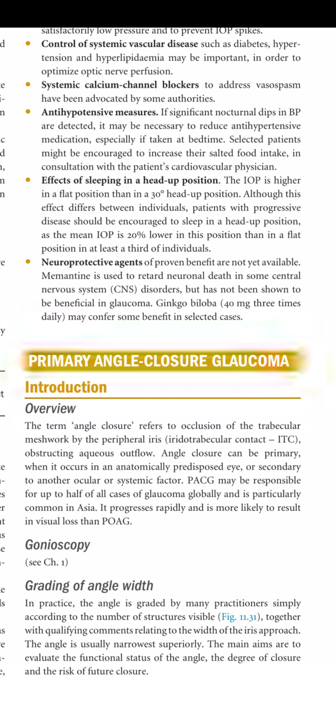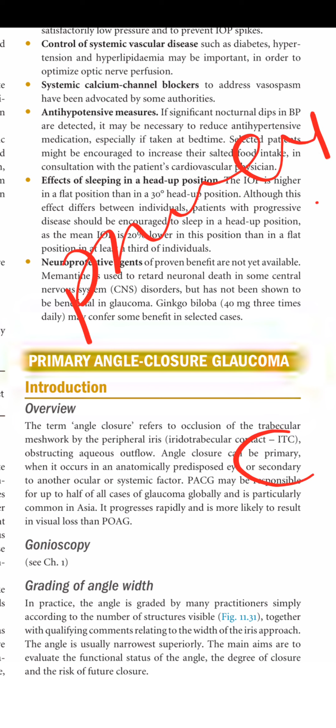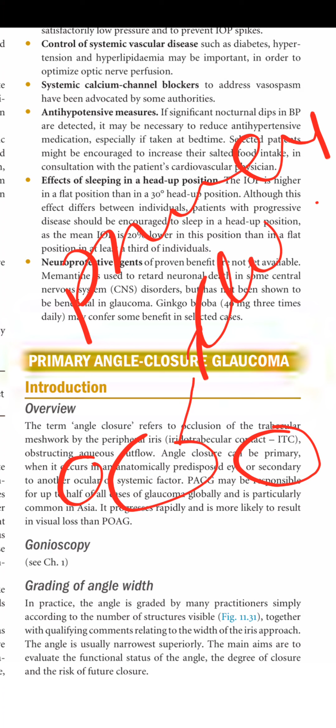Introduction overview. The term angle closure refers to the occlusion of the trabecular meshwork by peripheral iridotrabecular contact, obstructing aqueous outflow. Angle closure can be primary when it occurs in an anatomically predisposed eye, or secondary to any other ocular or systemic factor. So basically the primary is when there are no other ocular and systemic factors, but in the case of secondary there is an ocular or systemic factor which is causing the closure of the angle.